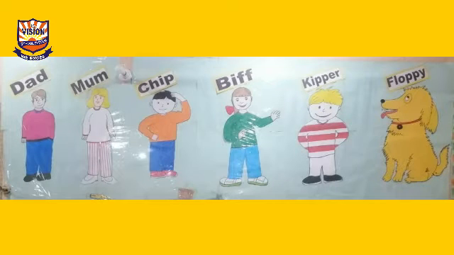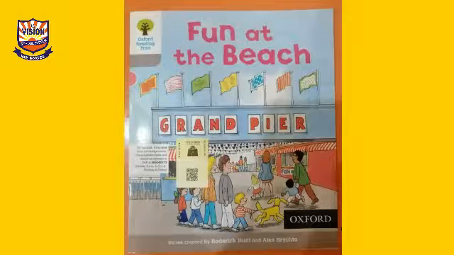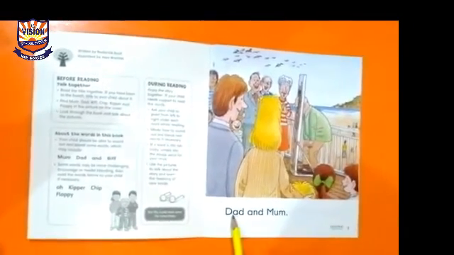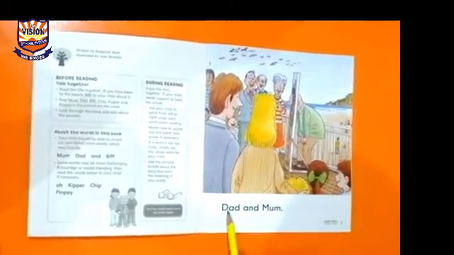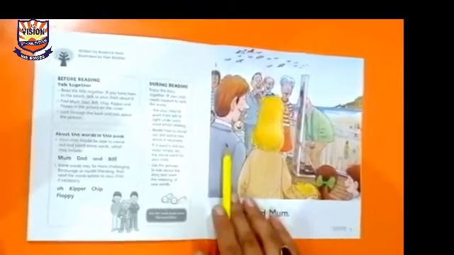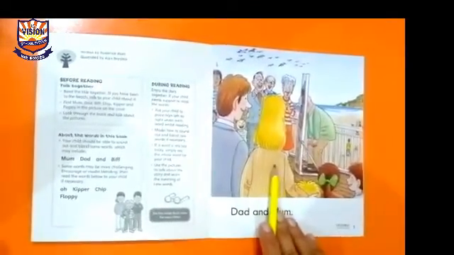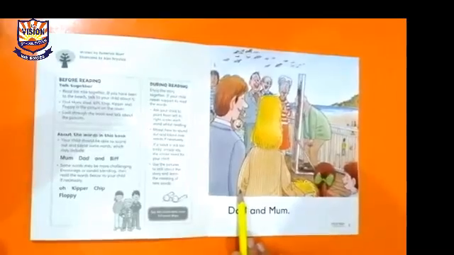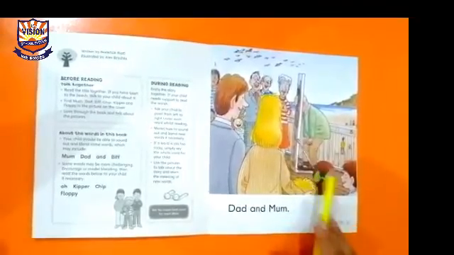Dear students, you are very familiar with these characters: the dad, mom, Chip, Biff, Keeper and Floppy. Now let's read the new book, Fun at the Beach. Let's get started. This is book page number 1. The word is dad and mom. Look at the picture. This is dad and she is mom and they are at the beach.